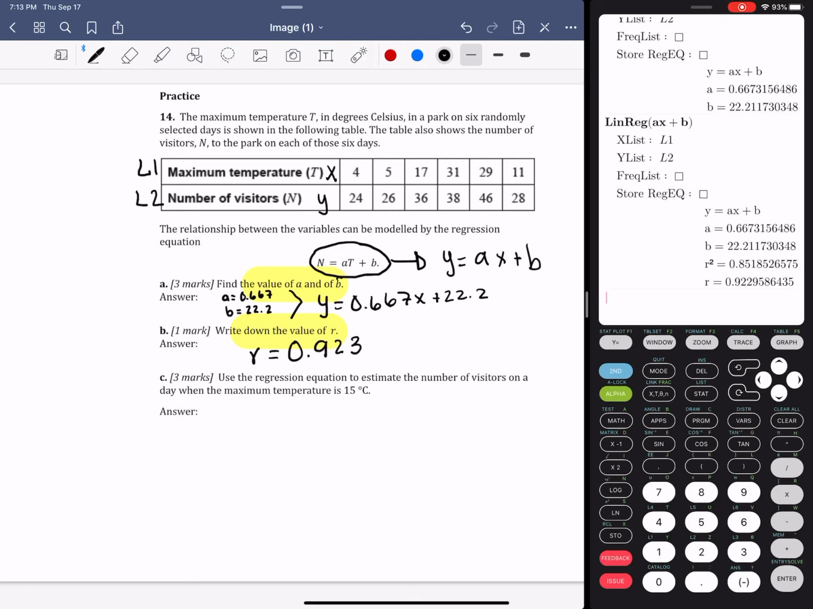Now, this equation right here, you're going to use to answer part C. I'm going to show you store reg in the next video for another way to find your C, another awesome way that you can use your calculator to find the value of C.